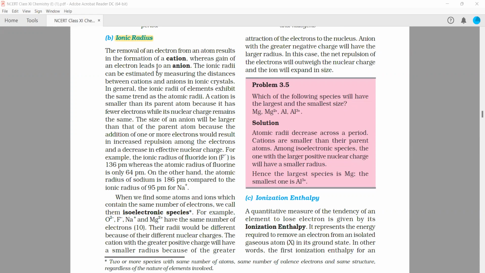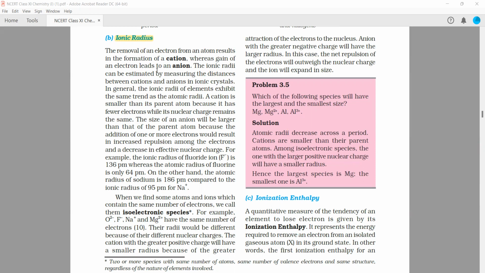You are losing an electron, but you are not losing any proton. So the nuclear charge remains the same, but the negative charge from the electrons decreases. Therefore, what do you expect? You expect a decrease in size, because the more positive charge will hold the electrons closer to it. So the cationic radius is shorter than the radius of the parent atom.